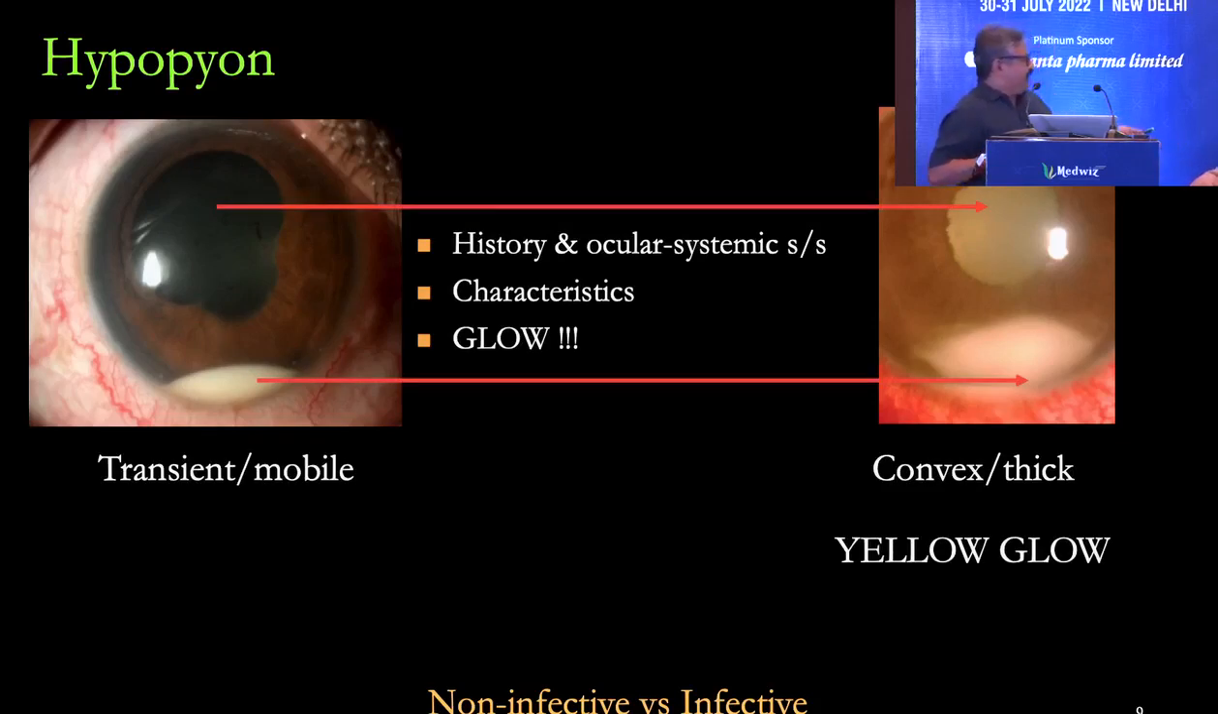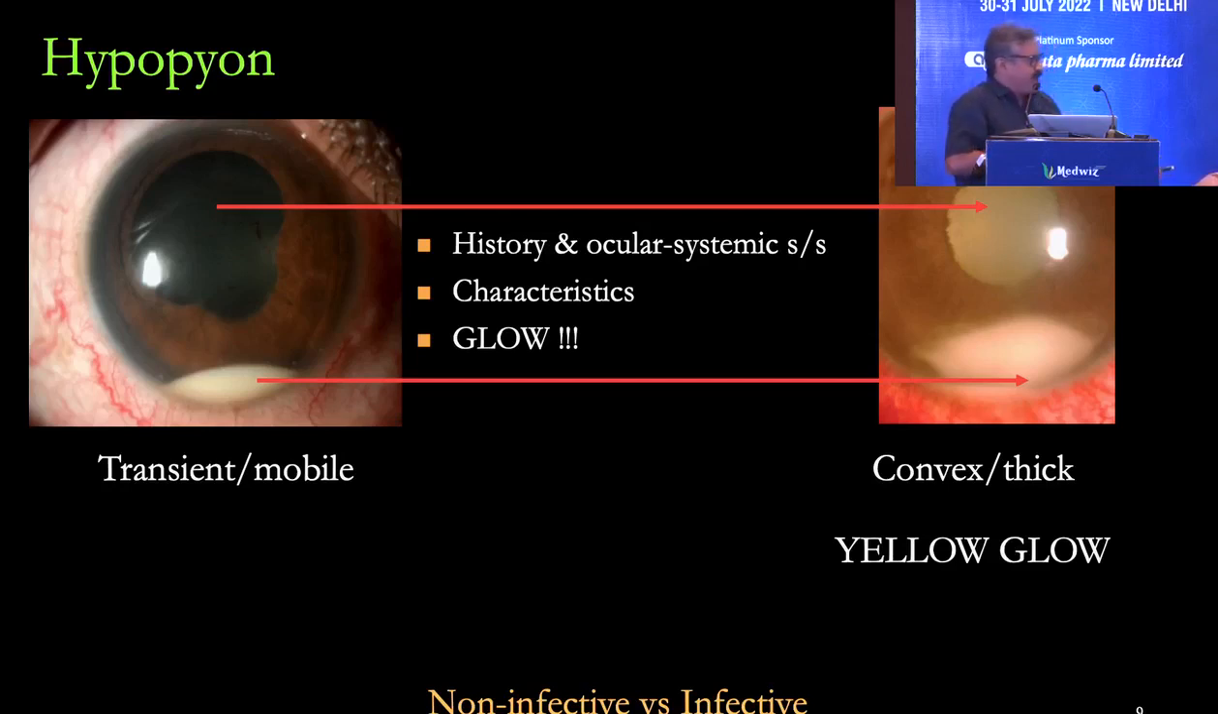So as per history or ocular systemic signs and symptoms, look at the characteristics of hypopyon. If it's a transient mobile hypopyon, sometimes the patient is sitting up at the slit lamp and lying down in the indirect, and on sitting up again, the hypopyon disperses. Then this is a transient mobile hypopyon.